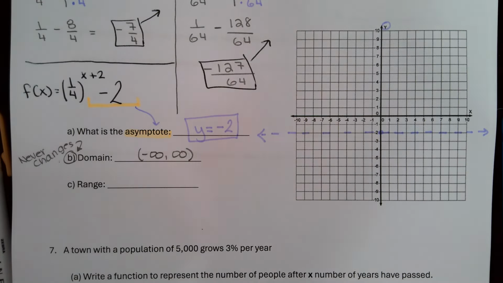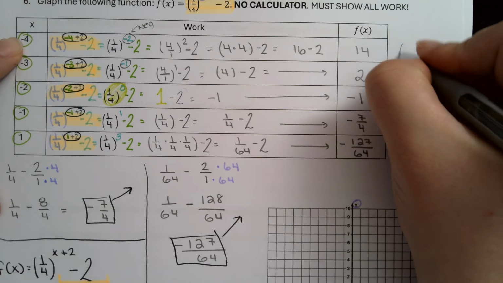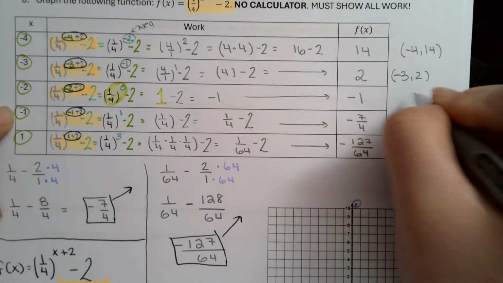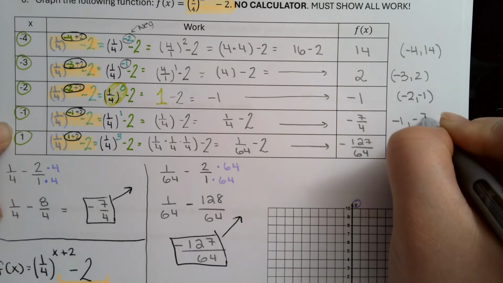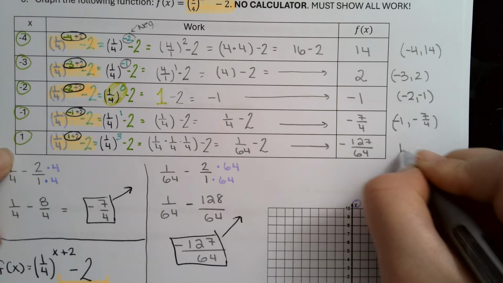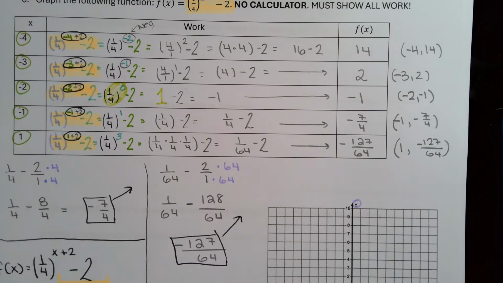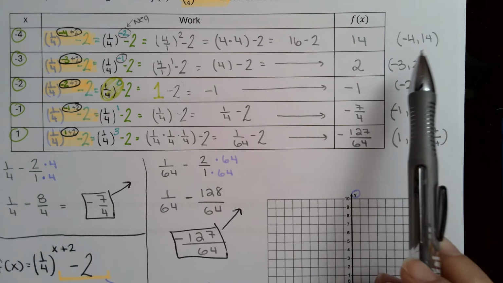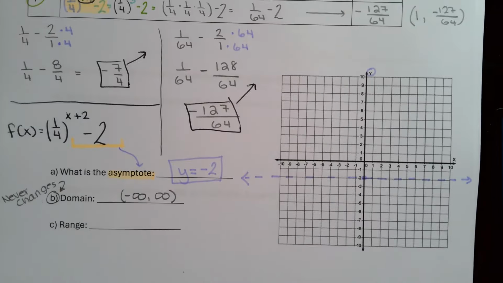Range is where we're going to take a look at our function. So let's go back here. There are certain things that I can graph and there's certain things I cannot. So I have negative 4 comma 14. I have negative 3 comma 2, negative 2 comma negative 1. Then I have negative 1 comma negative 7/4, and then 1 comma negative 127 over 64. So again, there's things that I can graph. There's things that I don't really know how to graph. So like negative 127 over 64, I don't know what that is, but I can figure out the rest of them. And based off of the behavior of an exponential, we can figure out how it's going to look like.